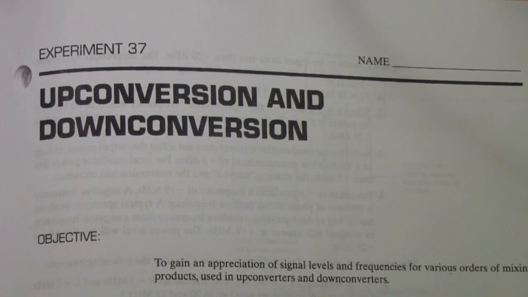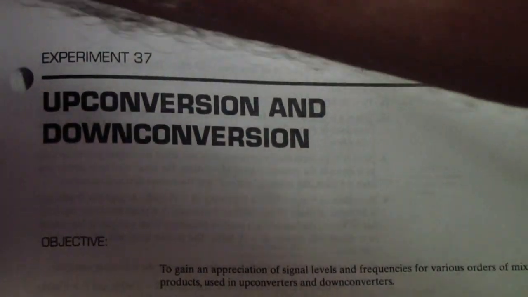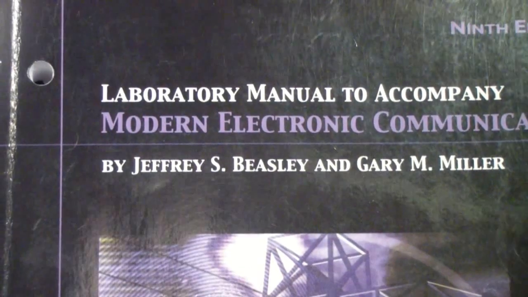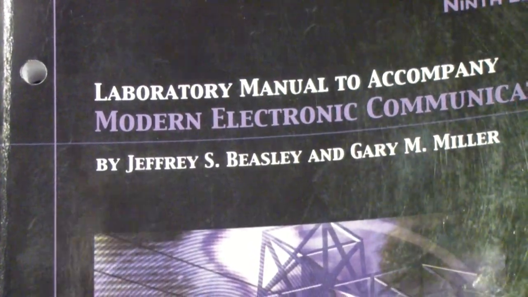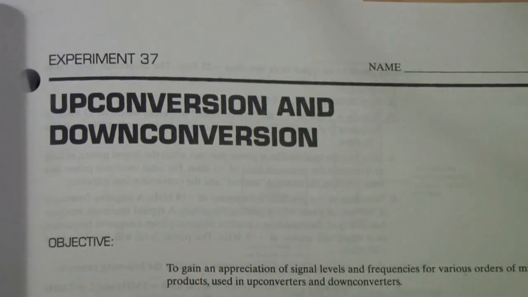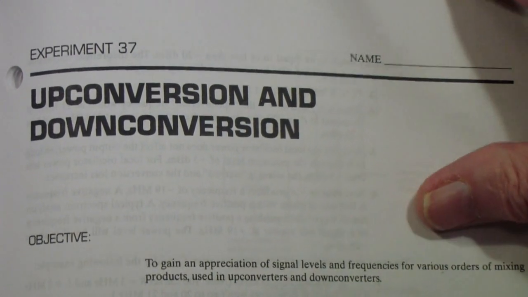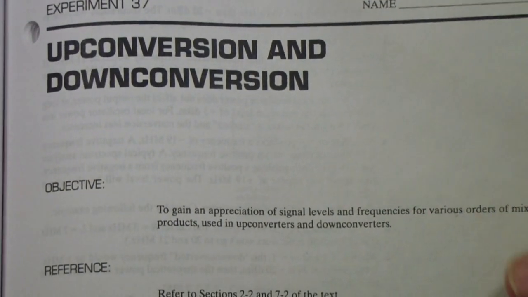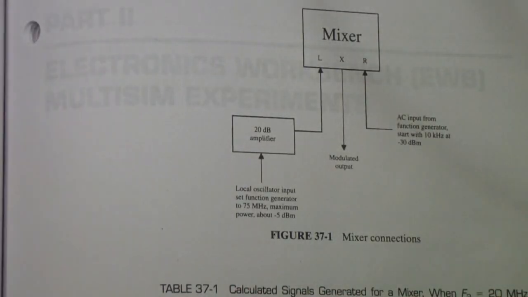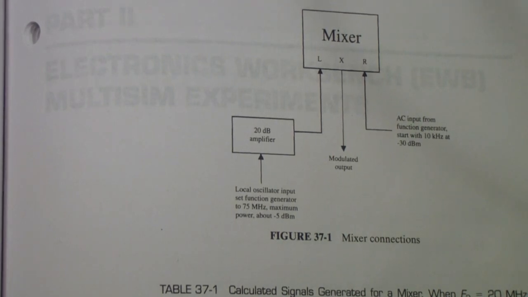Continuing with the experiments in modern electronic communications, I would like next to do experiment 37 out of the book by Beasley and Miller. That's this Modern Electronic Communications lab manual. And the specific circuit that we're using is this one.